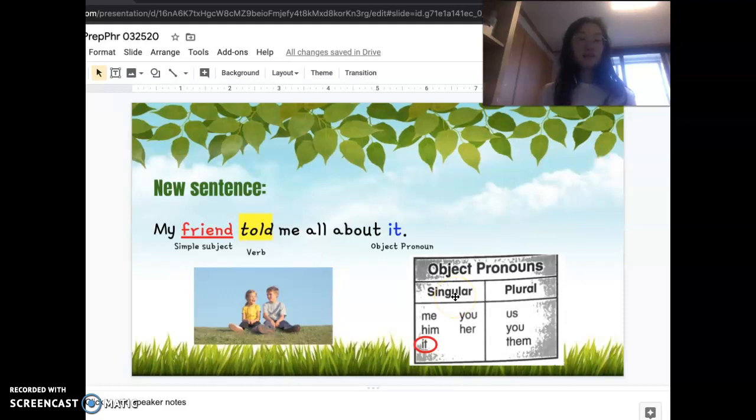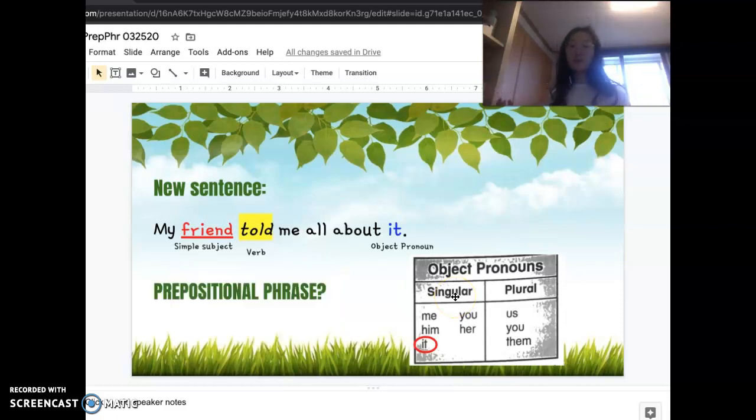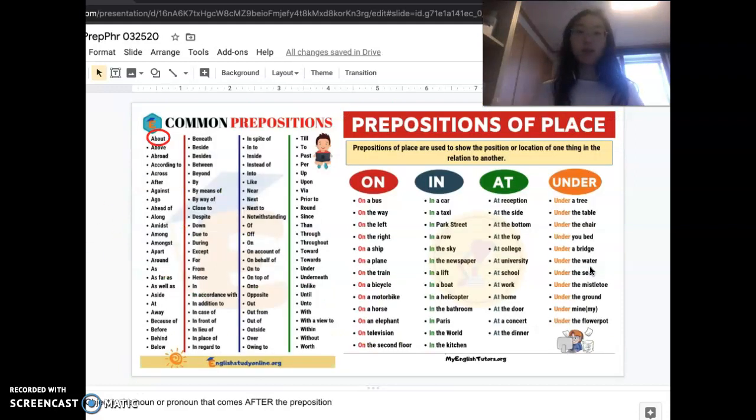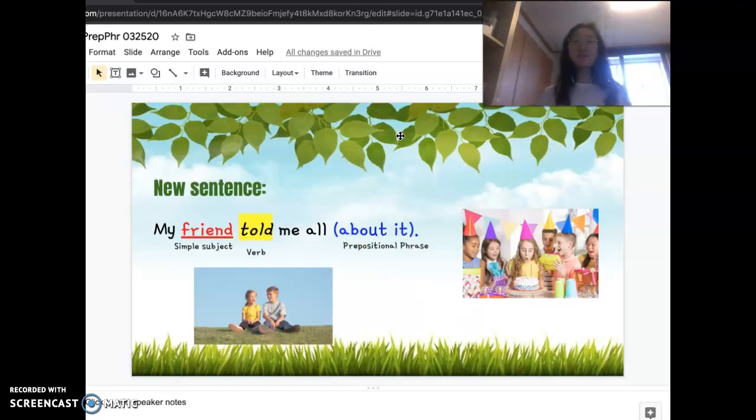Okay. And my question for you is, what would be the prepositional phrase? It's actually very short. Try to find the prepositional phrase in this sentence. Here are all the prepositions, some of them. I actually circled it, but I'm sure that you got it on your own. So the prepositional phrase would be about it. Right? Very short prepositional phrase.